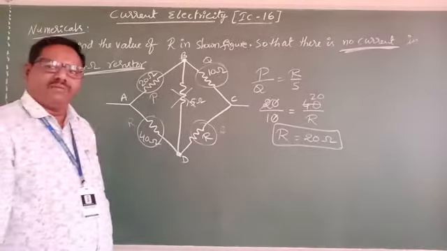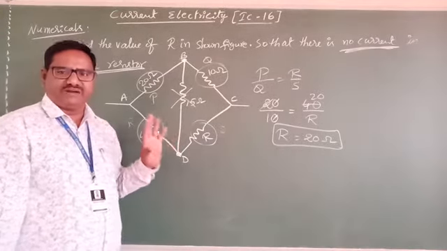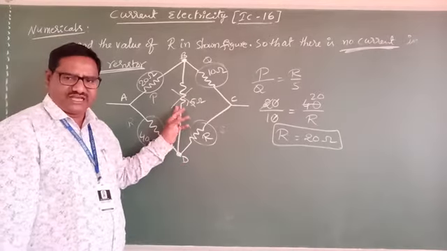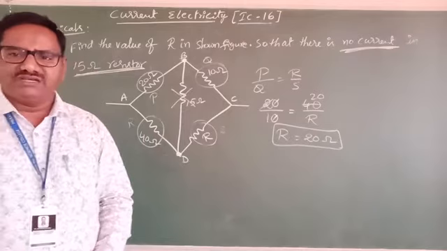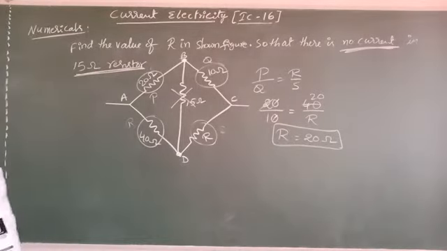Only you need to remember one point. Between B and D, there is no potential difference. That means no current flows across the 50 ohms resistor. Then the bridge is said to be balanced. That point only you need to remember here.